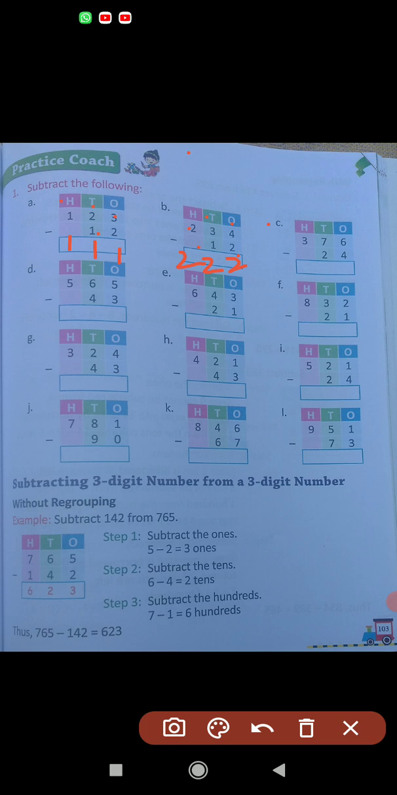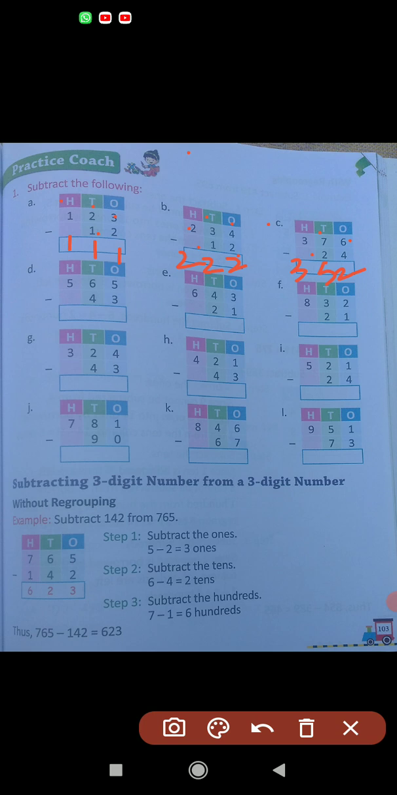Next question is 376 minus 24. Okay. The first number, 376, is the minuend. 24, this number is the subtrahend. Now subtract 6 minus 4 is equal to 2. 10th place number 7 minus 2 is equal to 5. And 3 stays as it is, 3 in 100th place. 352. 352 is the difference between 376 and 24. Okay. The answer is the difference between the minuend number and the subtrahend number.